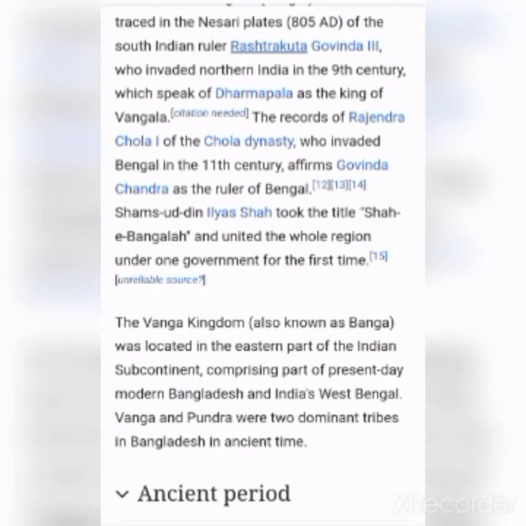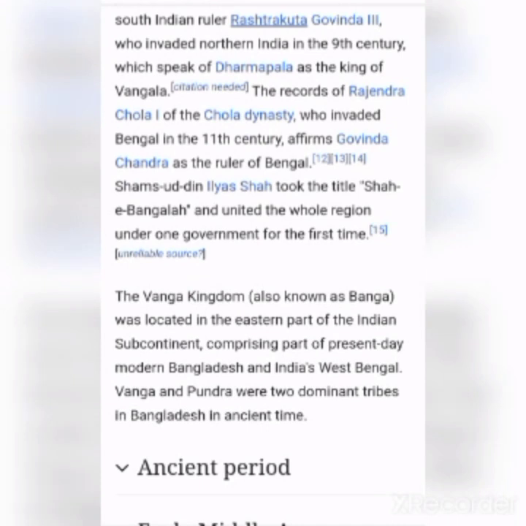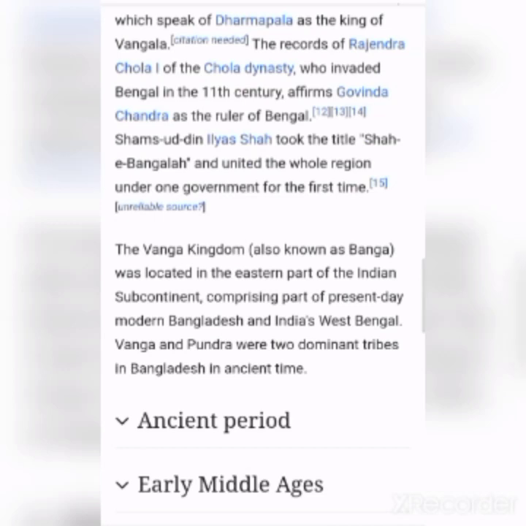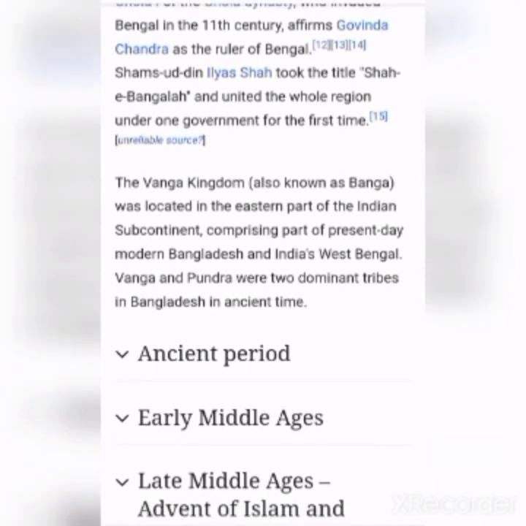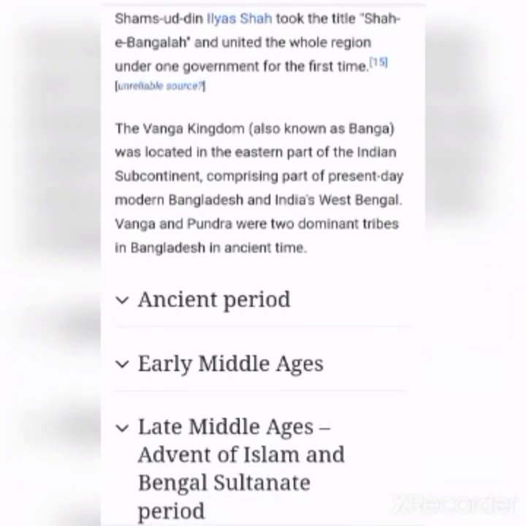Shamsuddin Ilyas Shah took the title Shah-e-Bangala and united the whole region under one government for the first time. The Banga kingdom was located in the eastern part of the Indian subcontinent, comprising part of present-day Bangladesh and West Bengal.